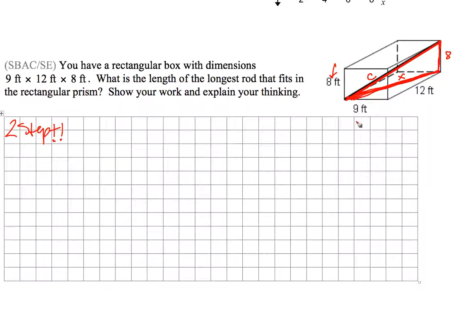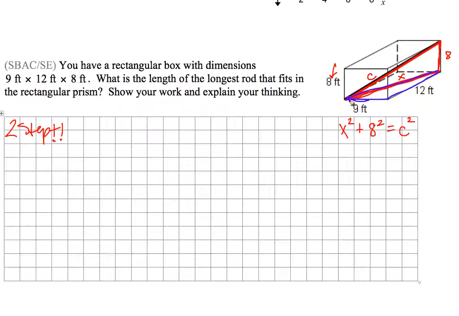So to get C, I would say x squared plus 8 squared equals c squared. The only problem is if I need two sides to figure out the third, I can't have two missing ones. It doesn't work that way. So I need to do something first. I need to find out x. If I can find x, then I can find c. So what I want you to take a look at is this triangle that's created right here.